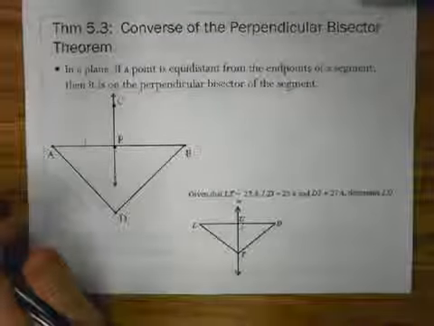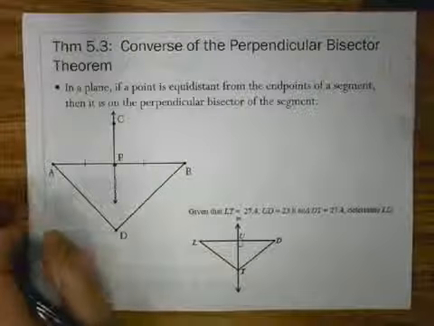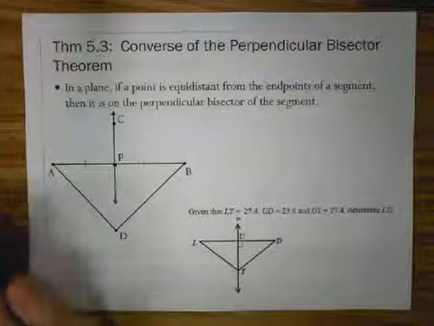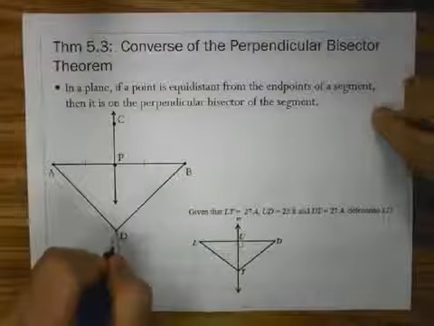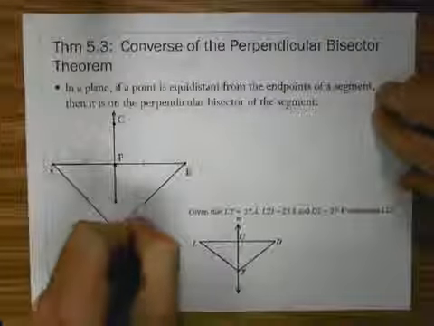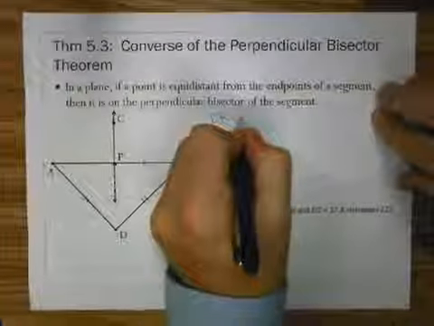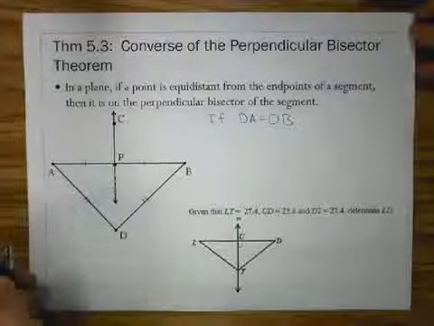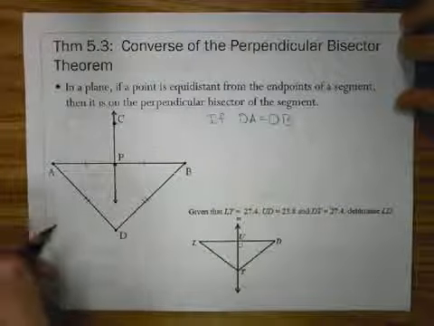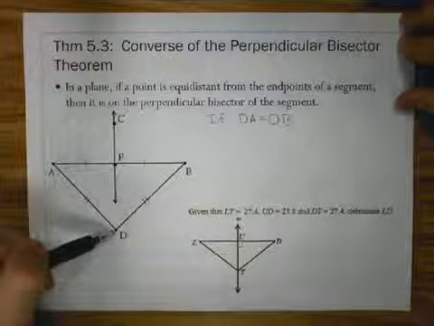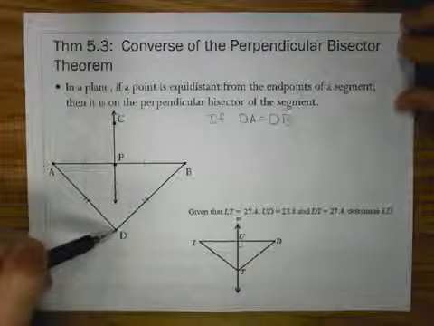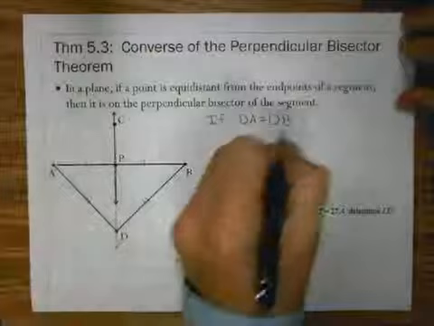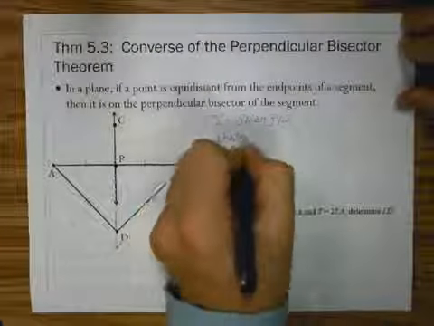Next, we look at the converse of the perpendicular bisector theorem, and this is just going to take a different approach, still looking at the same ideal properties. It says, in a plane, if a point is equidistant from the endpoints of a segment, so I'm going to start with D being the same distance to A and B, then it is on the perpendicular bisector of the segment. So what we're saying here is if this point is the same distance to A and B, it's actually on our bisector CP.